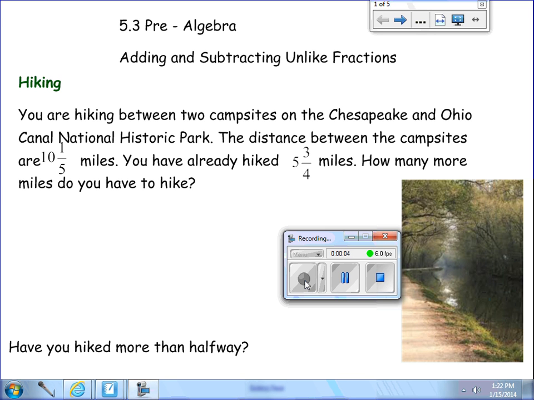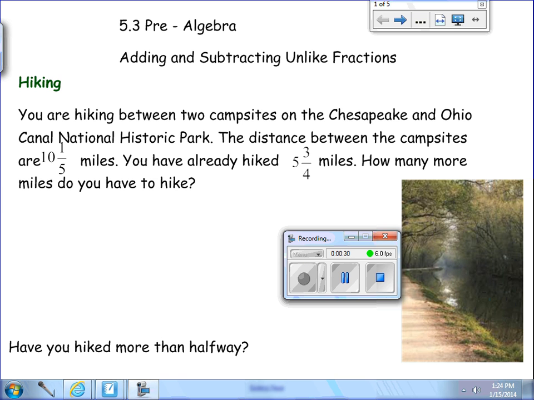2.3, adding and subtracting unlike fractions. In hiking, you are hiking between two campsites on the Chesapeake and Ohio Canal National Historic Park. The distance between the campsites is 10 1/5 miles. You have already hiked 5 3/4 miles. How many more miles do you have to hike?